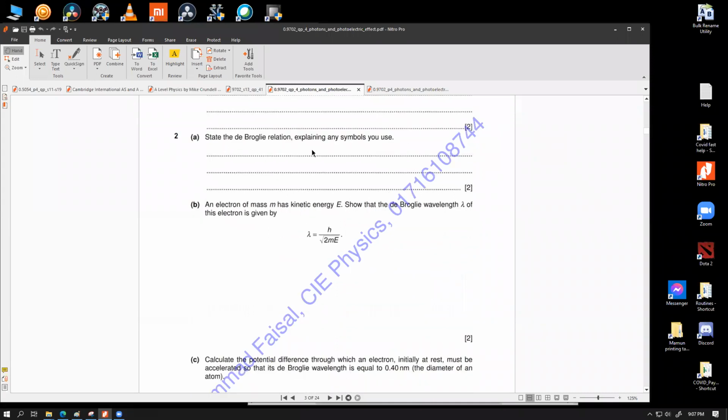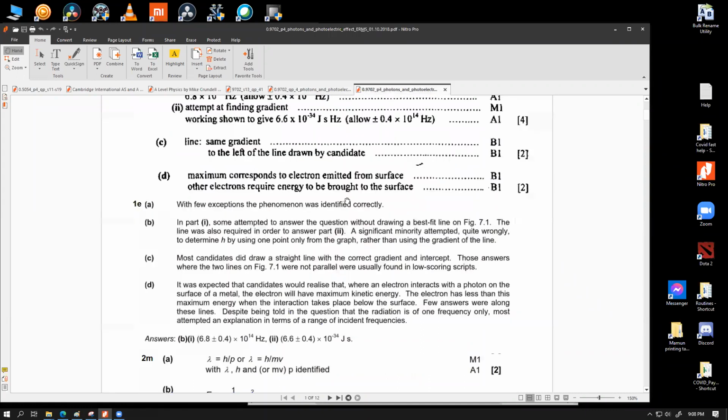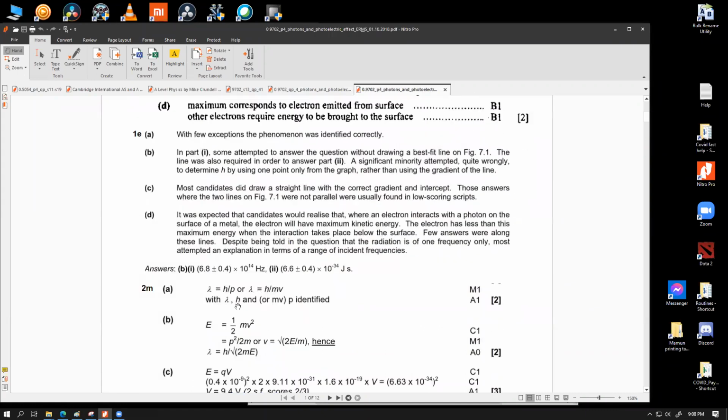State the de Broglie equation relation, explaining any symbols you use. So you have to write the formula: lambda equals h by mv, or you can write h by p directly. Then you write lambda equals the wavelength of the particle, h is the Planck's constant, and p is the momentum of the particle. I'd like to see this identified.